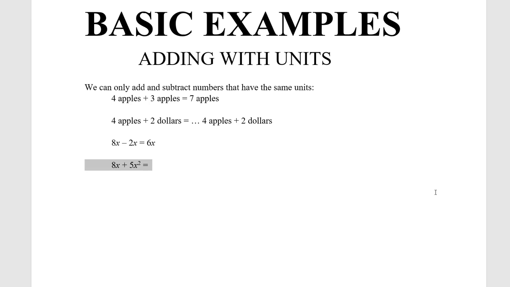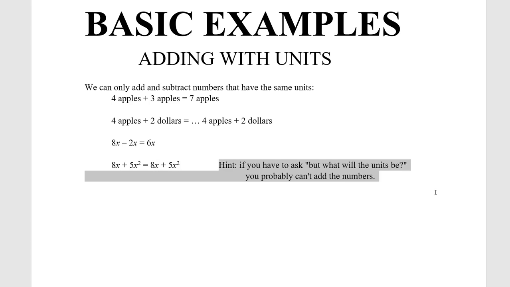Now, if you have 8x plus 5x squared, wait a second. That's not 13 of anything. Those are different things. X's and x squareds are different things. You just have to leave it as 8x plus 5x squared. And here's a hugely useful tip for this. If you're ever thinking, now wait a second, what would my units be? 8 plus 5 is 13, but is it x's or x squareds? If you don't know what the units are, odds are you just can't add the things together at all.